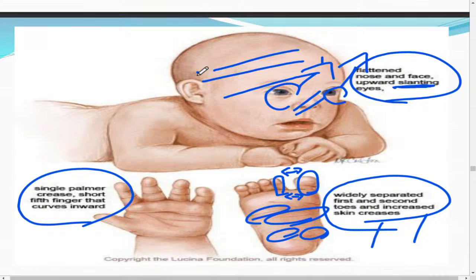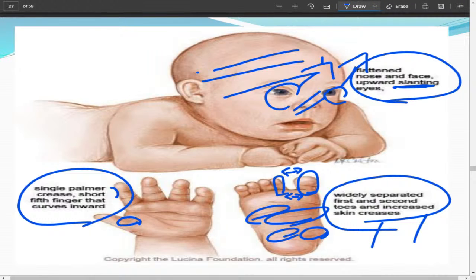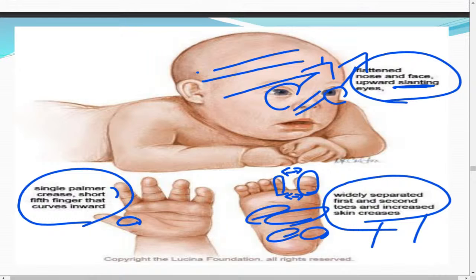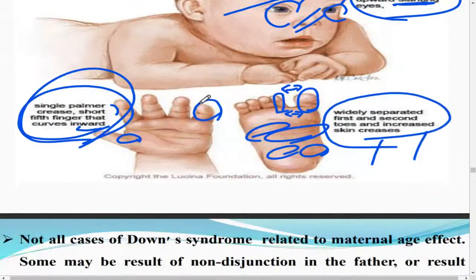Single palmar crease, as we can see, single palmar crease here, and a short fifth finger that curves inward. I don't know which one this one is talking about, but the fifth finger curving inward is a very special mark or trait of Down syndrome. Let's move to the next slide now.